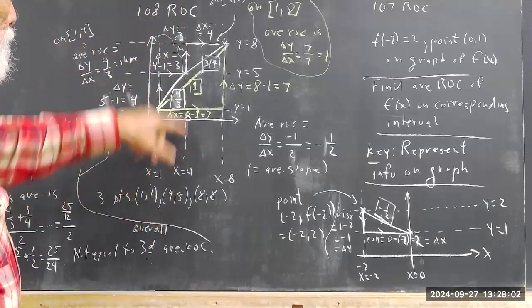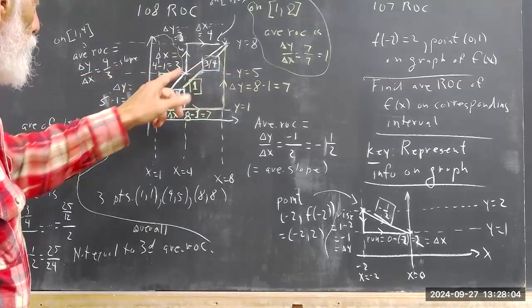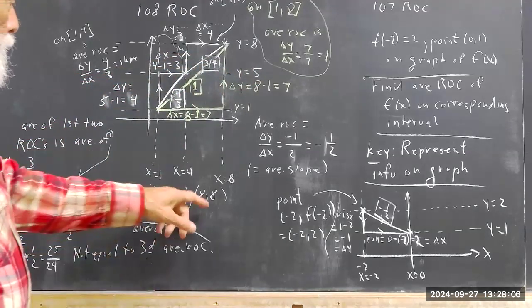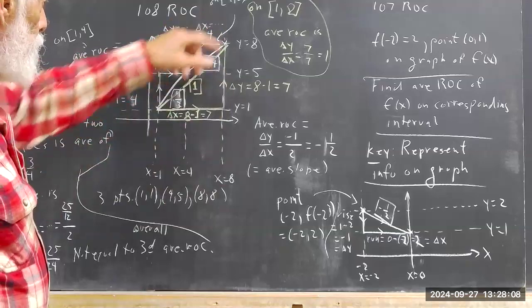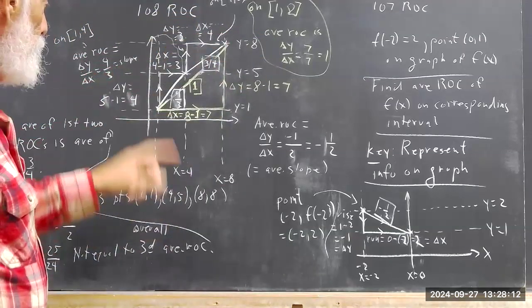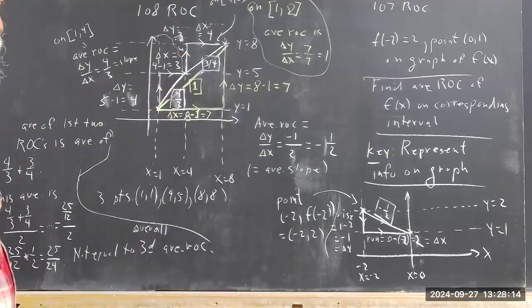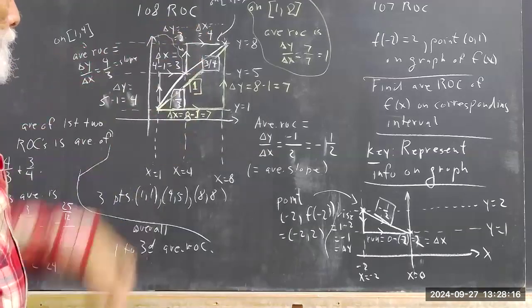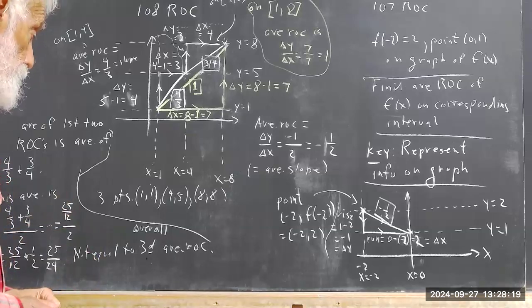4, 5. Well, here's x equals 4. Here's y equals 5. So there's a point 4, 5. And 8, 8. X equals 8. Y equals 8. There's your point. So you have 2 line segments between these points, and you can construct 2 triangles.